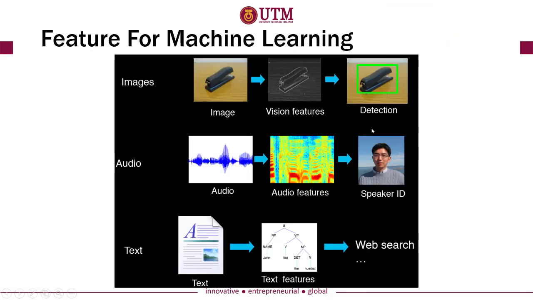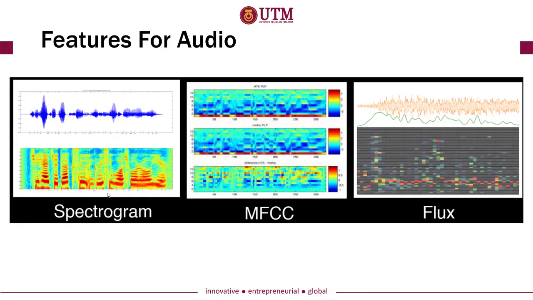And the same thing happens for speech processing as well as text mining. This is an example of feature extraction in speech processing. You have a spectrogram, you have MFCC, and you have flux, and you realize that different fields have their own different feature extraction approaches.